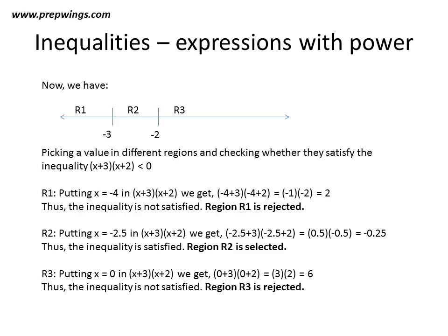Similarly, we'll take a value in region R3. So we take x equal to 0 over here in region R3, and we put it in the expression (x + 3)(x + 2). What we get is 3 into 2, which is 6. Again, 6 is greater than 0. Thus it doesn't satisfy the inequality. So region R3 is rejected.